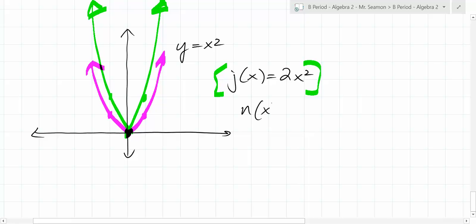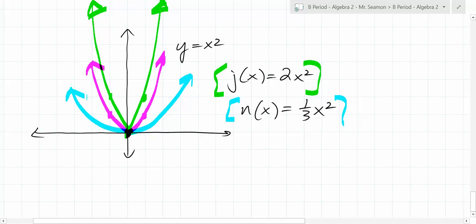What do you think happens if I did this? Let's say n of x was 1/3 x squared. Is that going to get steeper or shallower? Shallower than x squared. So instead, what's this one going to look like? Well, it's going to vaguely look like this. Shallower. So you can change the shape by multiplying on the outside.